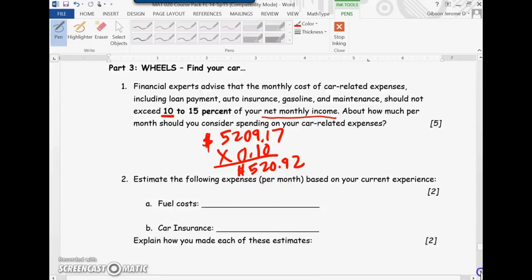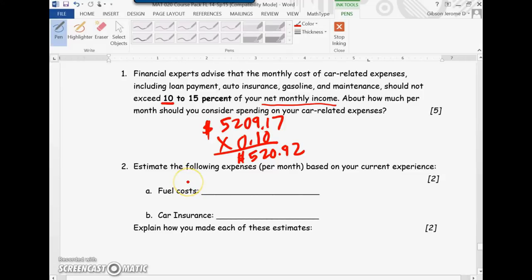Now fuel costs. I would just say this, if you already have a car or you know someone that has a car similar to the one that you want, you can use their fuel costs. I've had some people say, especially since gas prices are down now, that they pay maybe about $150 a month for gas. And then the car insurance, I don't know what the rates are here, but some people have told me they pay about $75 a month for car insurance. It says explain how you made each of these estimates. You could say personal experience.